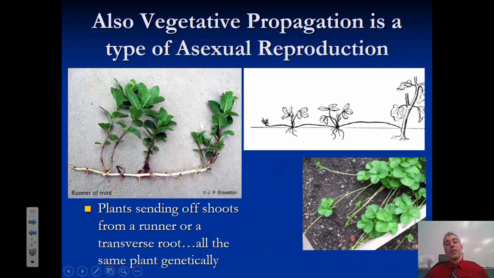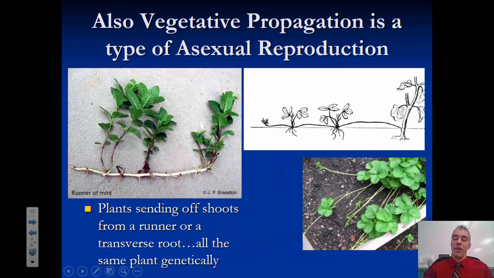There's also this process called vegetative propagation, which is another type of asexual reproduction. Essentially, instead of producing seeds and fertilizing those seeds, which is sexual reproduction in plants, a plant will send out a shoot or a root to the side and then just create a new individual directly from that. So every single one of these plants in this line is genetically identical to itself.